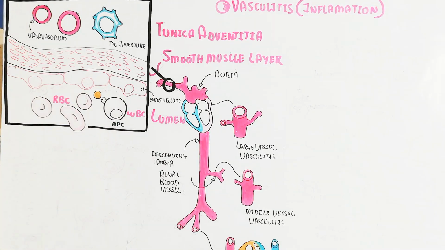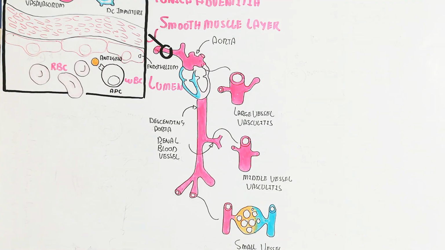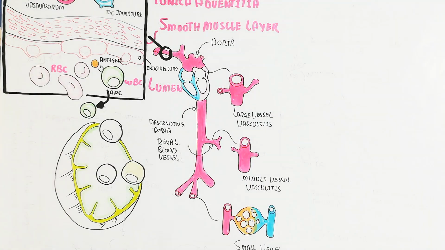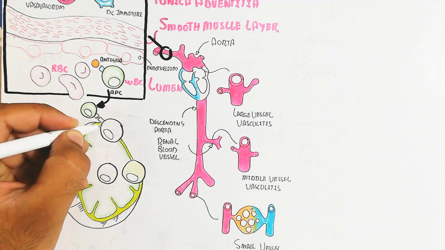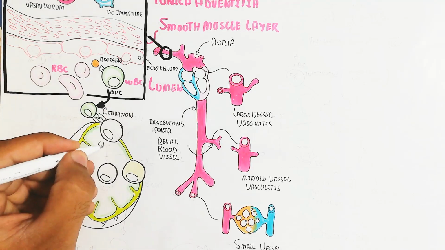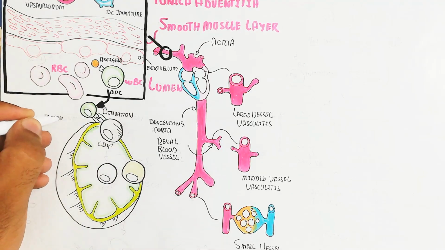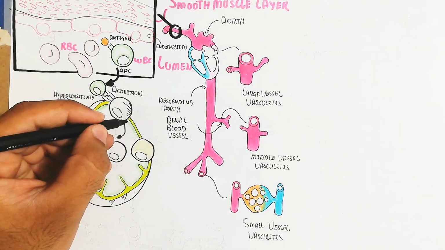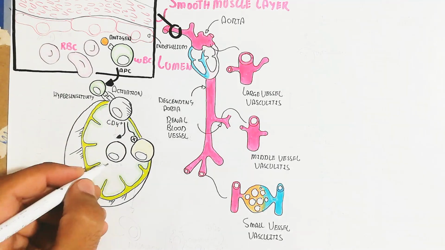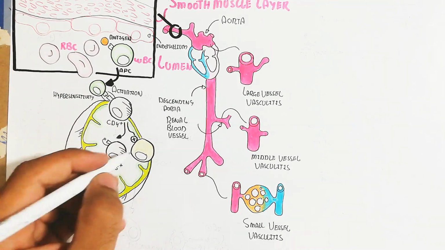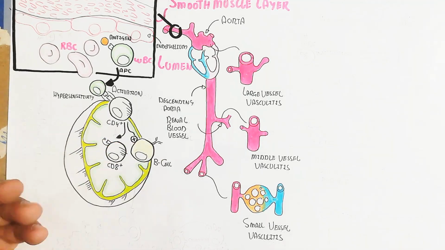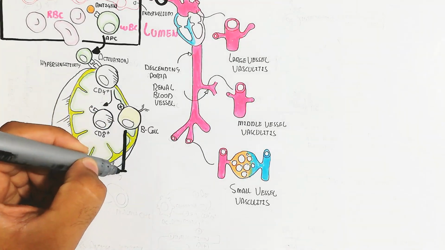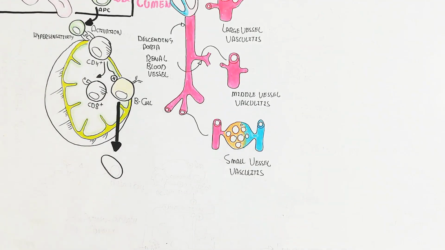Antigen presenting cells and immature dendritic cells are present in the tunica adventitia, while antigen presenting cells are also present in the lumen, presenting antigens such as pollen or virus. After sensitization, hypersensitivity will occur and lead to activation of the T helper cell, the CD4. When going to the lymph node, the antigen presenting cell presents the antigen to the CD4 T helper cell, and this CD4 will activate the CD8 cytotoxic T cell and the B cell.